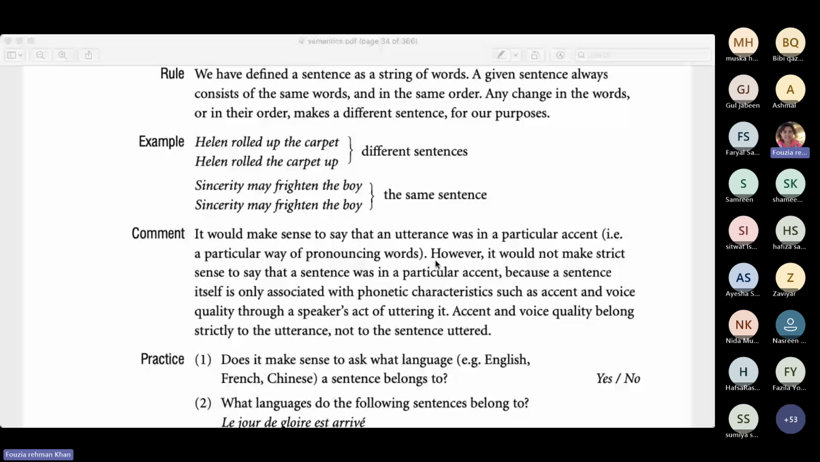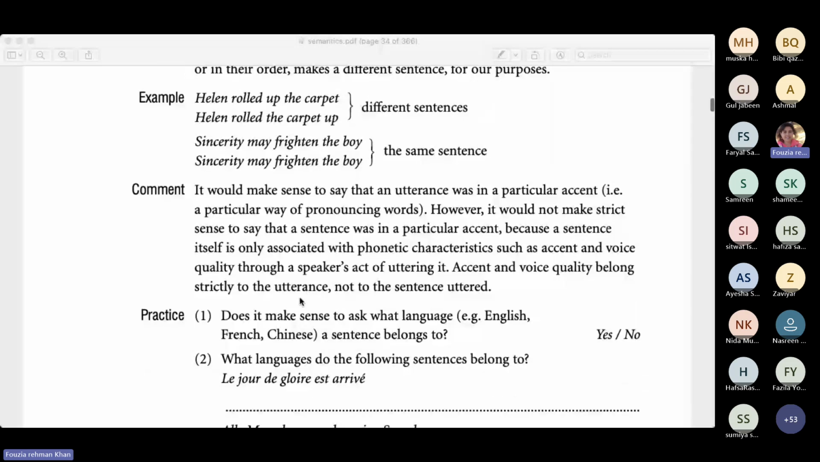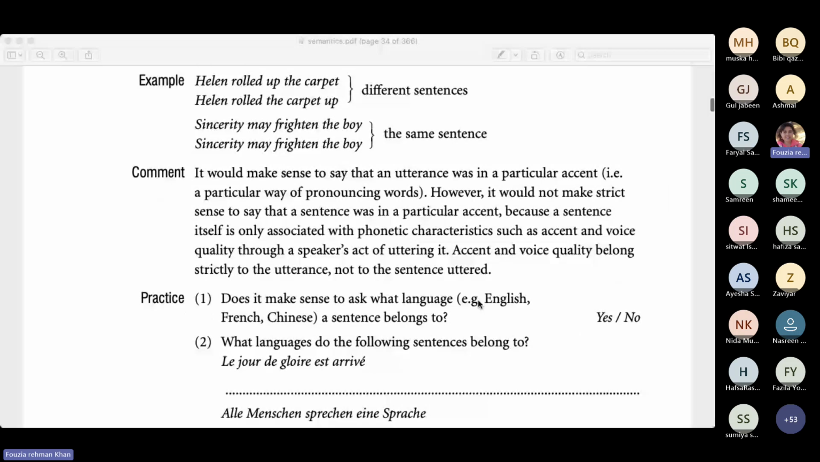Sentences do not have accents, because you read the sentence, they are something that is not part of the conversation. They can be in the writing form also. So we don't associate sentences with accents. Accents and voice quality belong strictly to the utterance, not to the sentence. As I told you, utterance can be loud, sentences do not have these qualities. Utterance can be soft. We cannot say that the sentence can be soft.